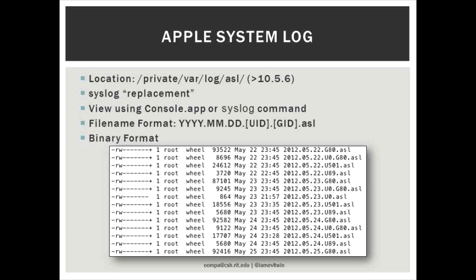Shown before in the Console.app, there was this one category called All Messages. Those are the syslog messages. They just don't call it syslog. If you look at it on disk, you see a bunch of different files with the .asl file extension. Each file name has a different format based upon the date, the user ID, and the group ID. And these files are in a binary format.